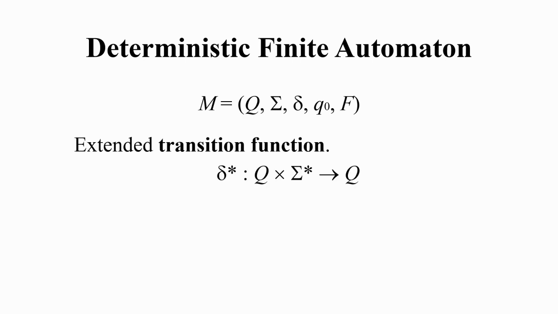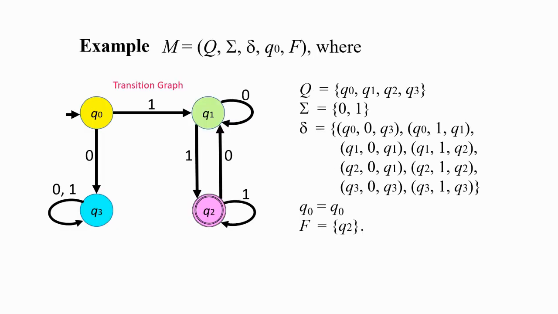We define the extended transition function, that is delta star from Q times sigma star to Q. Now look at this example. The left side is the transition graph and the right side is the formal definition of this automaton. This is a deterministic finite automaton consisting of 4 vertices and 8 edges.